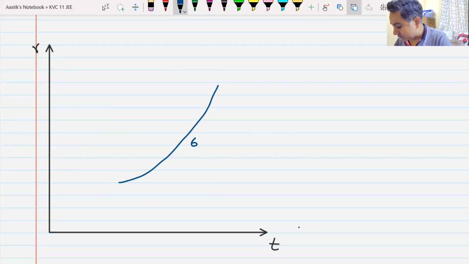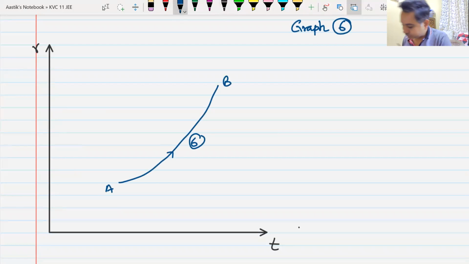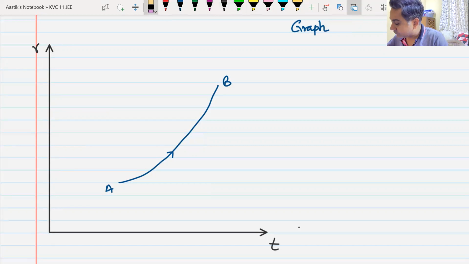Graph number 6. I am going from A to B. What all things can you say about graph number 6? Sir, it's 5, not 6. Yes, it is 5. This is graph number 5. What all things can you say about graph number 5?